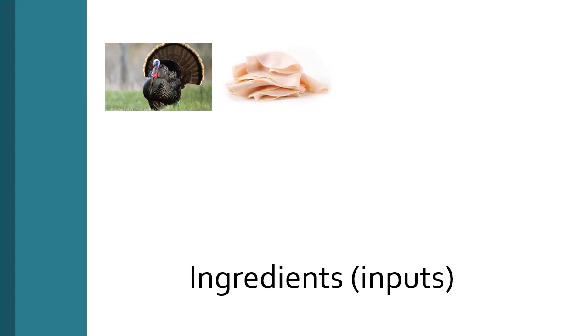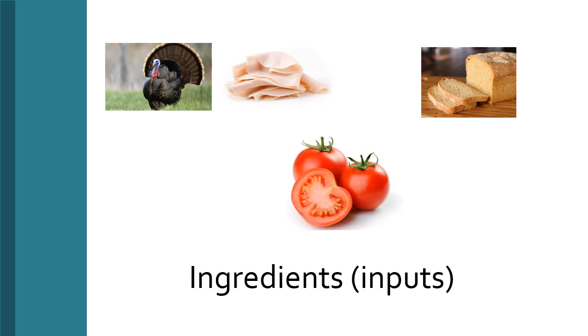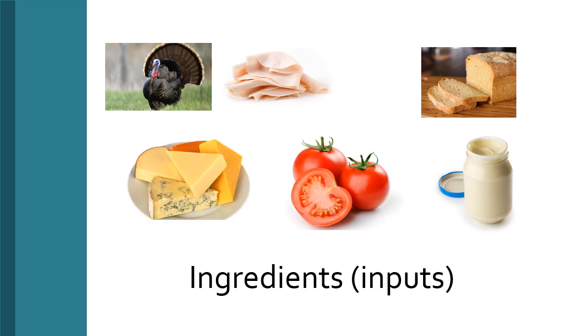So we have our turkey, which needs to be processed into turkey, our bread, which needs to be sliced, our tomatoes possibly, or vegetables that we want to put on our sandwich. Maybe we want to put mayonnaise or something on our sandwich, some cheese on our sandwich that needs to be processed and cut. So all of these inputs need to be put together.